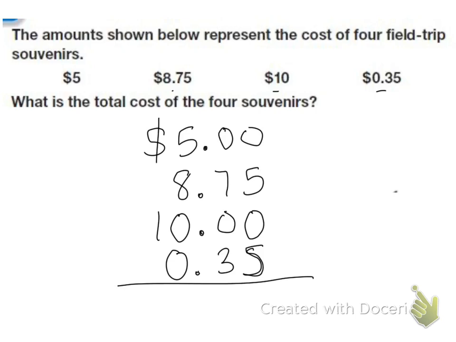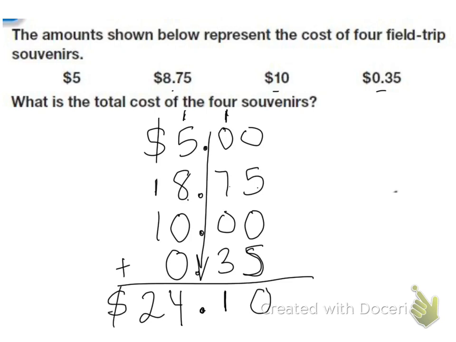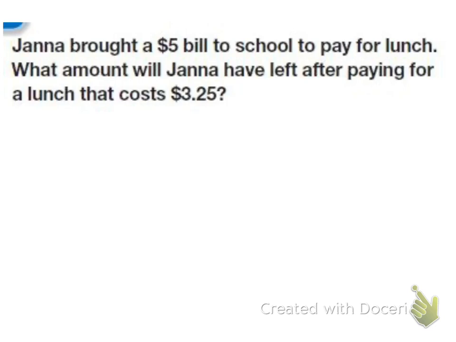All right, so we have 5 plus 5 is 10, carry my 1. 1 plus 7 is 8, plus 3 is 11, carry my 1. Decimal comes straight down. 1 plus 5 is 6, plus 8 is 14, carry my 1. And then 1 plus 1 is 2. So my answer is $24.10.